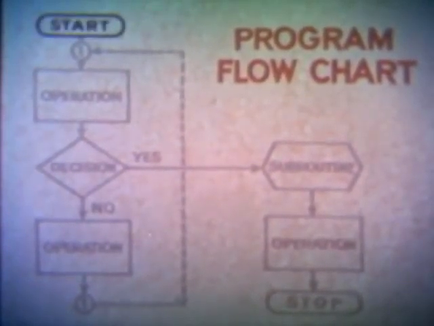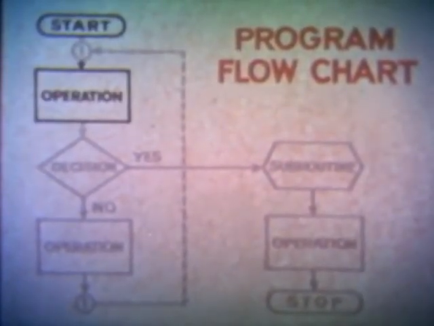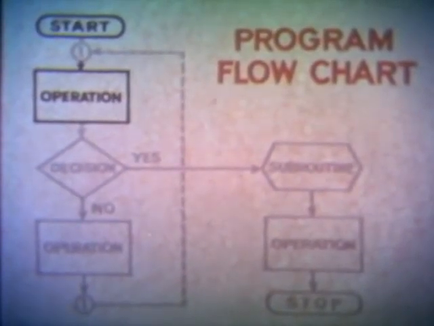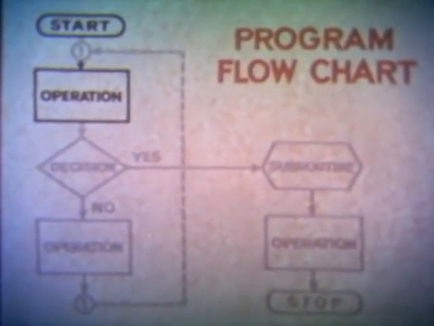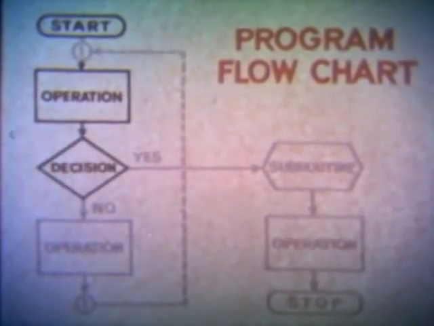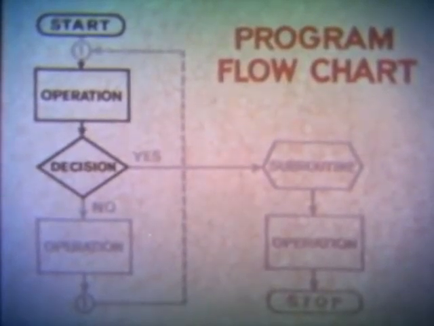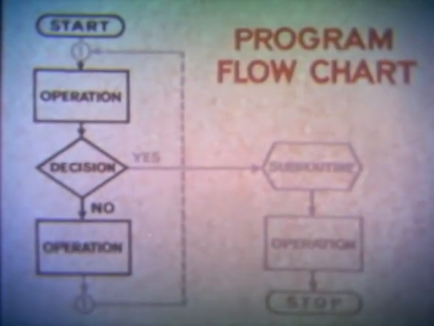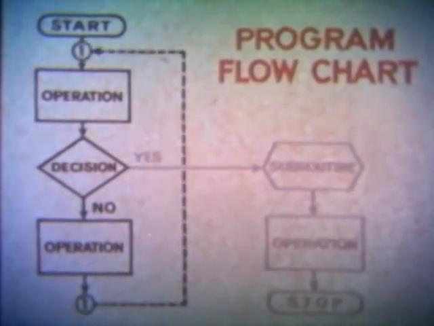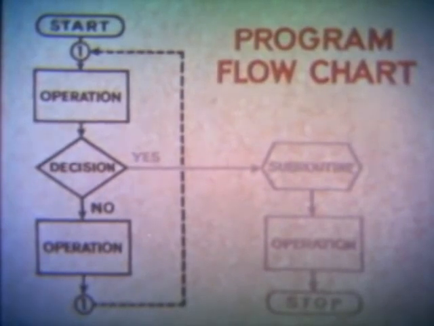After start, an operation is to be performed, such as adding two numbers, for example. On the basis of the result, a decision is to be made, such as determining whether the sum is equal to or greater than some given value. If the answer is no, another operation is to be performed, such as taking another pair of numbers from storage and repeating the initial operation. As long as the decision is no, the repetition continues, using new data each time.